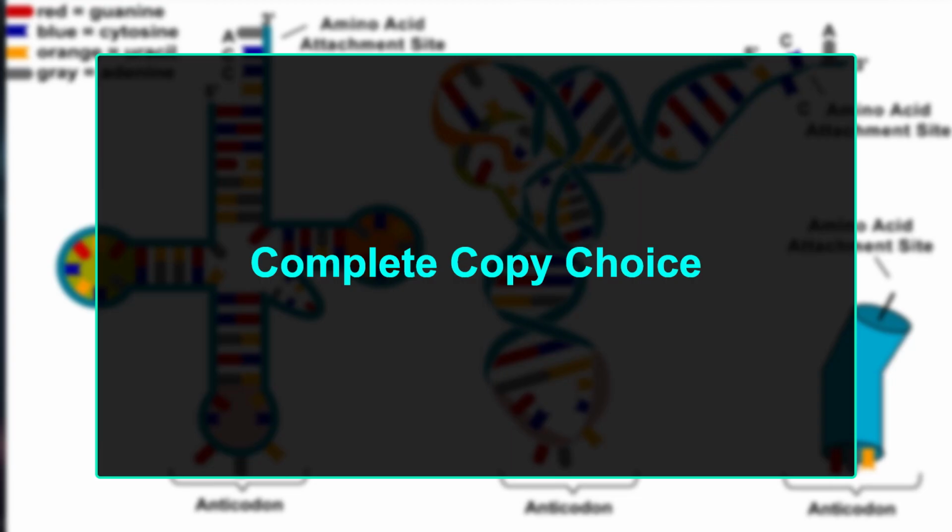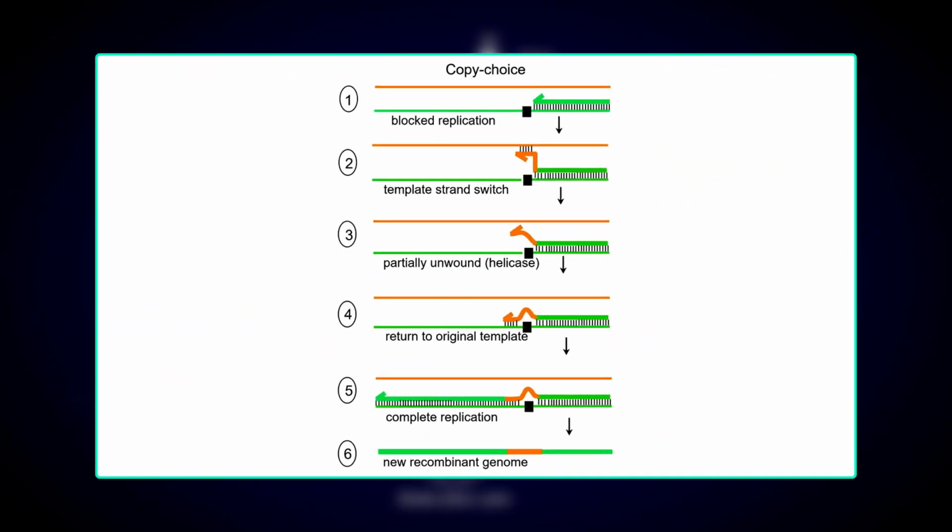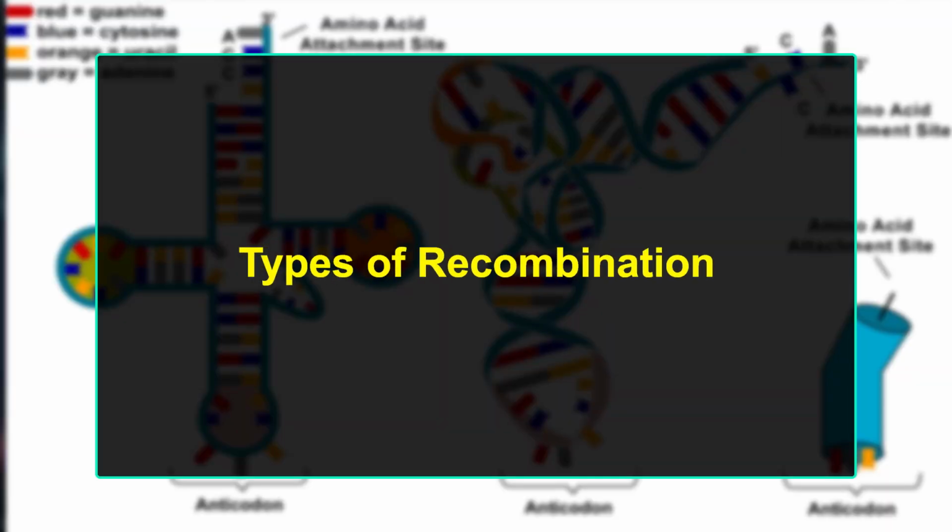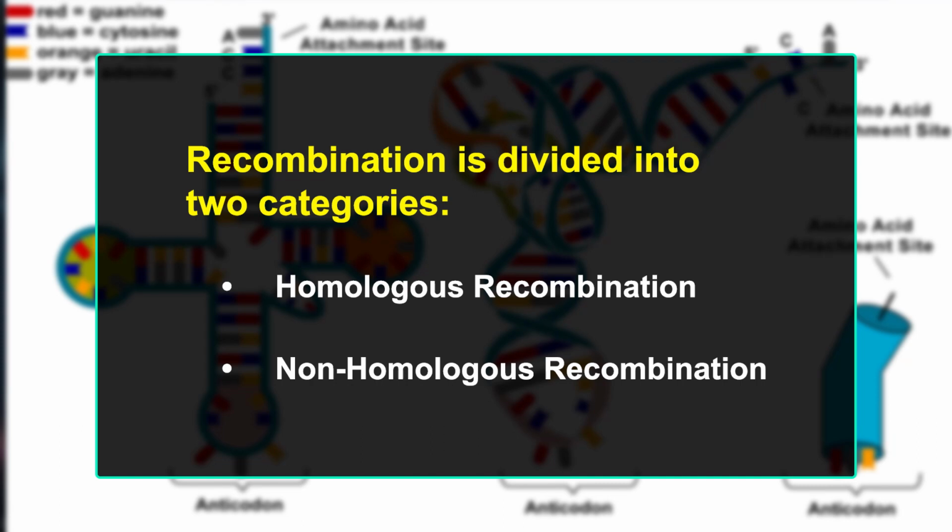The complete copy choice. According to this theory, a portion of one parental strand of homologous chromosome acts as template for synthesis of a copy of its DNA molecule. The process of copying shifts to another parental strand. Thus, recombinants contain some genetic information of one parental strand and some of the other strand. Types of recombination. Recombination is divided mainly into 2 categories: homologous recombination and non-homologous recombination.